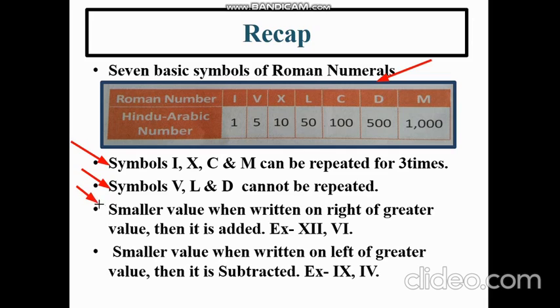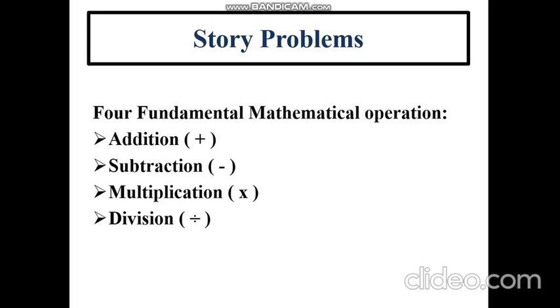Now, when a smaller value is written on the right of a greater value, it is addition, like in the case of 12 and 6. And when a smaller value is written on the left of a greater value, it is subtracted, like in the case of 9 and 4. So, today we will be learning about word problems, also known as story problems.